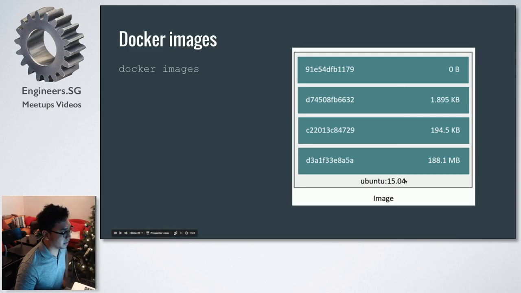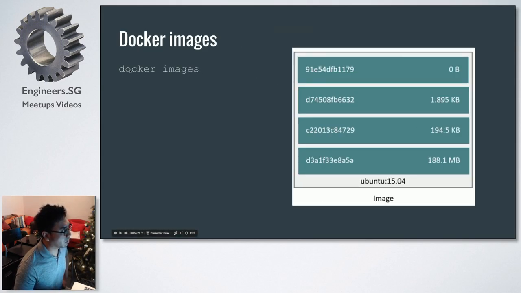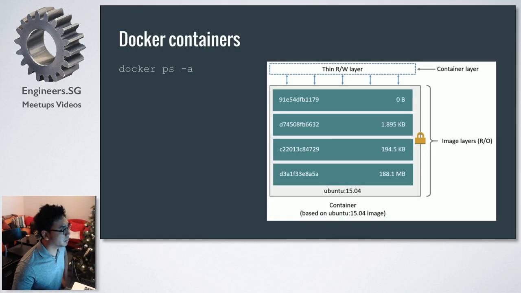So here we have an Ubuntu image called Ubuntu, right? And with the tag 15.04, it just tells the version of Ubuntu. Then we have more than one image. By the way, this is the Docker command to show the images that we have already downloaded. And this is to show the containers that we have so far generated from the images.